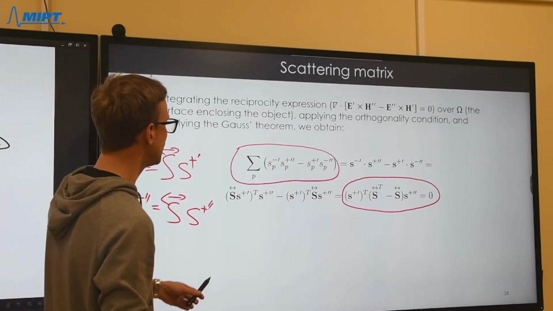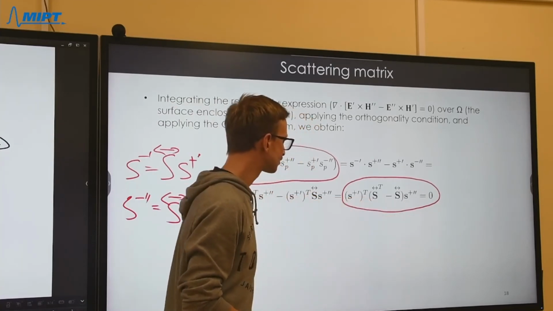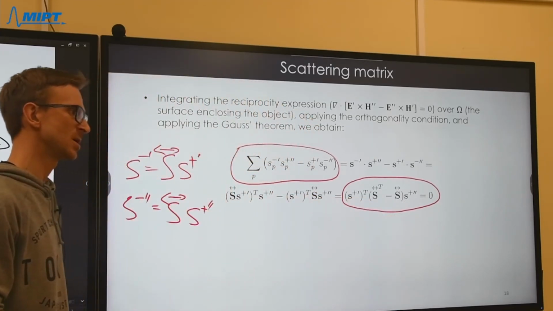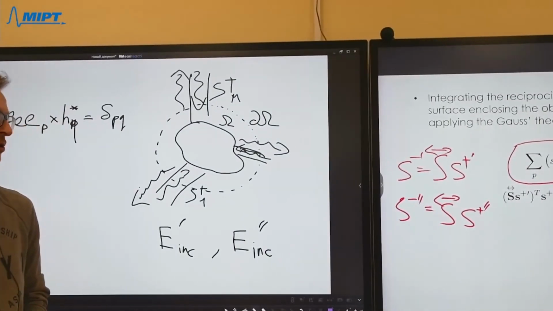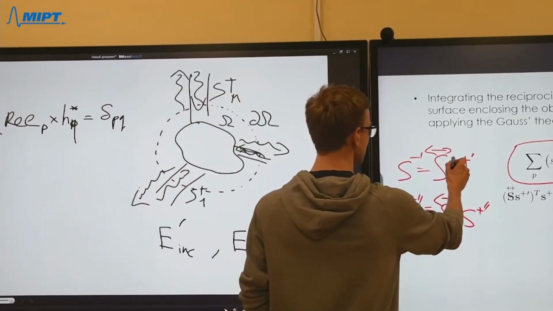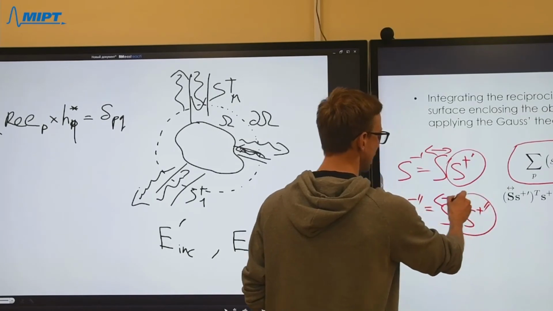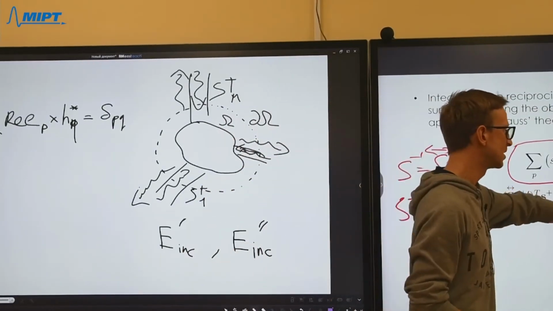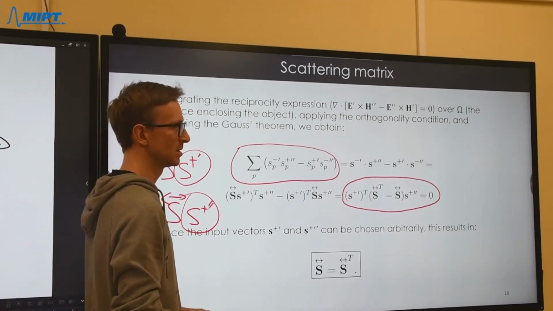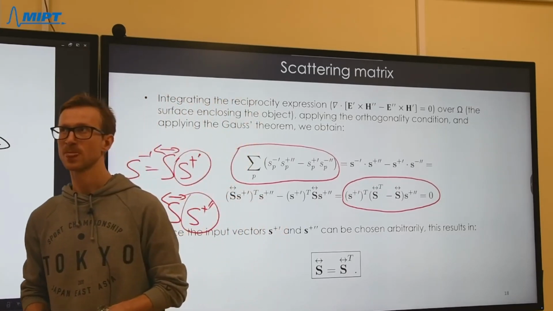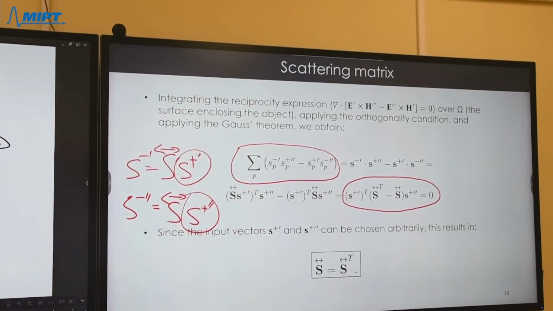But these input fields for prime and for double prime are chosen absolutely arbitrary. Remember, like I said, in these thought experiments, E prime and E double prime are absolutely arbitrary. And therefore, these vectors, these sets of complex amplitudes, also can be absolutely arbitrary. That necessarily means that S must equal S transpose. And this is the main consequence of reciprocity. In other words, the scattering matrix of any reciprocal system is symmetric. This is one of the most fundamental symmetries that the S matrix of any object can have, along with unitarity.